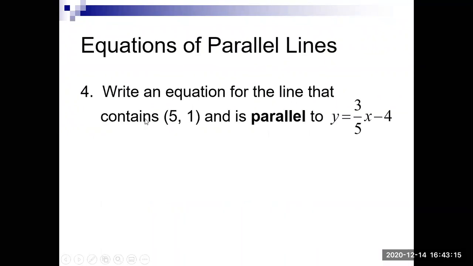I'm going to give you a point, and I'm going to give you an equation, and I want the lines to be parallel to each other. So if I were drawing a picture, it's going to be a sketch. If I were drawing the picture of this equation right here, y equals 3/5x minus 4, it would be down here at -4, the y-intercept, and count a slope of up 3, right 5. So 1, 2, 3, 1, 2, 3, 4, 5. And I want a line that is parallel to this one, but goes through (5, 1).